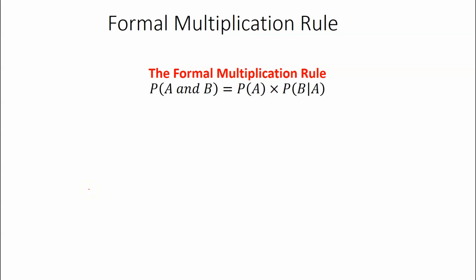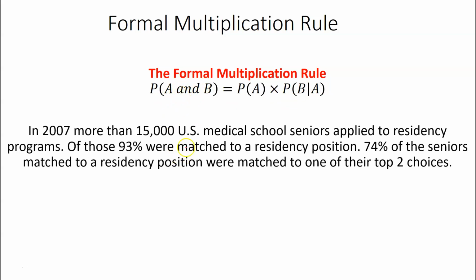The formal multiplication rule goes like this. The probability of A and B is the probability of A times the probability of B given A has already occurred. Okay, so you're going to want to write that down. The probability of A and B is the probability of A times the probability of B given that A has already occurred. So you've got some conditional probability involved with actually dealing with the formal multiplication rule.